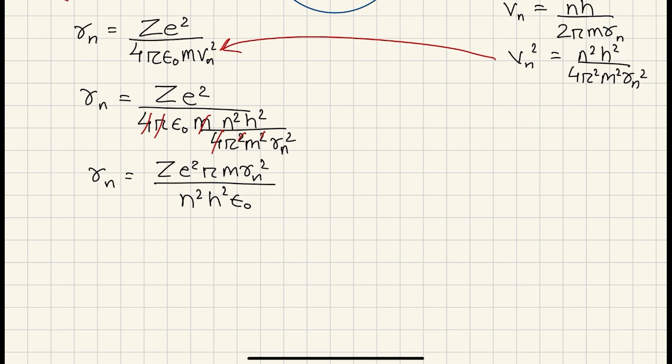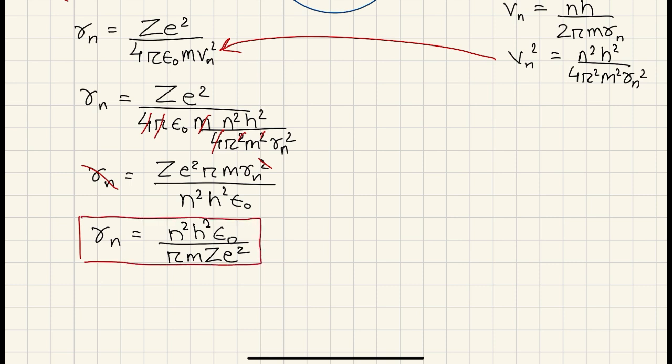Now I can see that I can again cancel the Rn with this square term, and simply taking these terms onto the numerator and these terms onto the denominator, I get Rn equals n square h square epsilon naught divided by pi m Z e square. So this, my friends, is the expression for the radius of the nth Bohr's orbit.